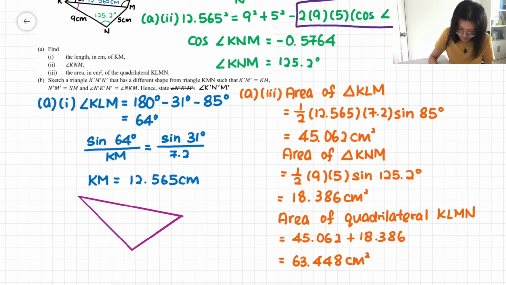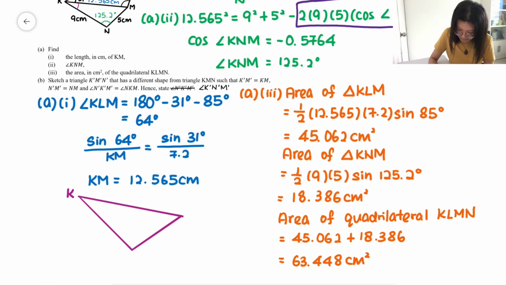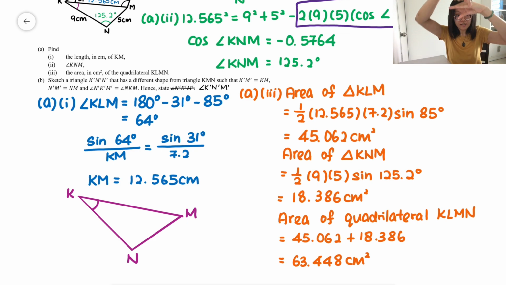Okay? K, M, N. Just now what I said, the angle is the most important one. So this angle cannot be changed. Use your hand to help you. K, M, and N. We have three lines, right? For a triangle, it should be three lines. So since I say this angle cannot be changed, this is my line KM.